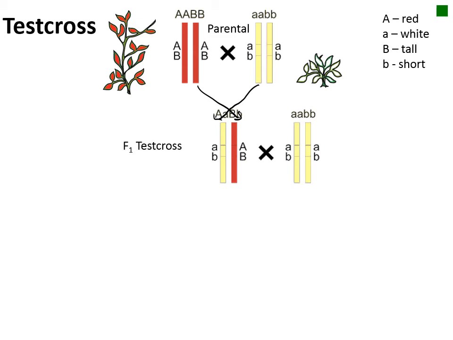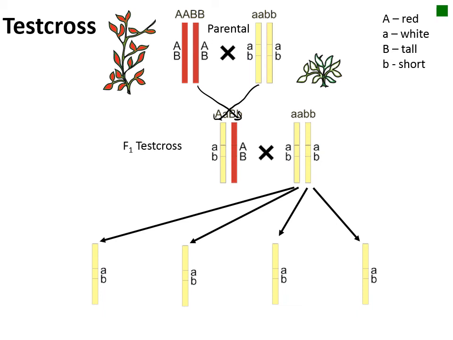All of the F2 offspring will receive a recessive A and recessive B from the test cross parent. This is important because it means that the phenotype will be determined by the heterozygous parent. In the heterozygous parent, if no crossing over occurs, most of the time the F2 offspring will inherit either the two dominant alleles, making them red and tall, or the two recessive alleles, making them white and short.